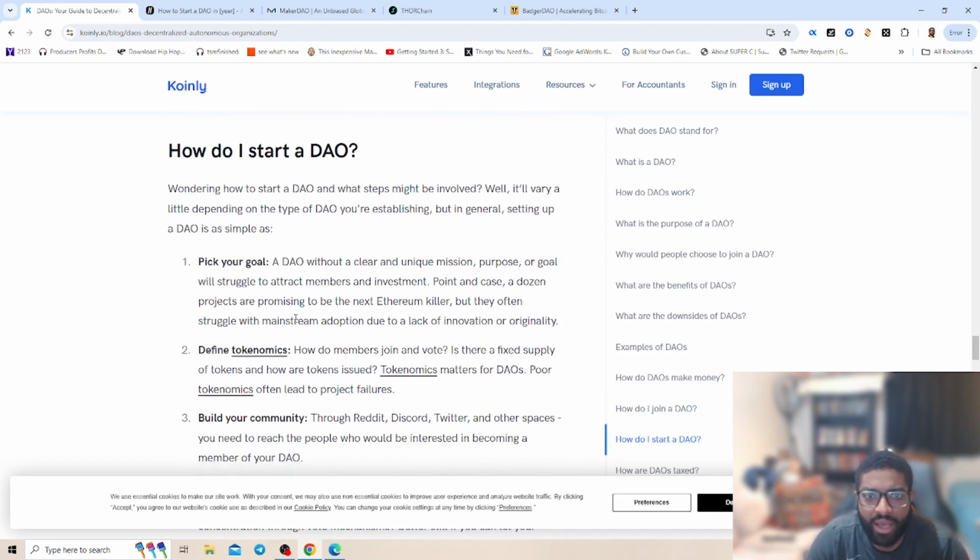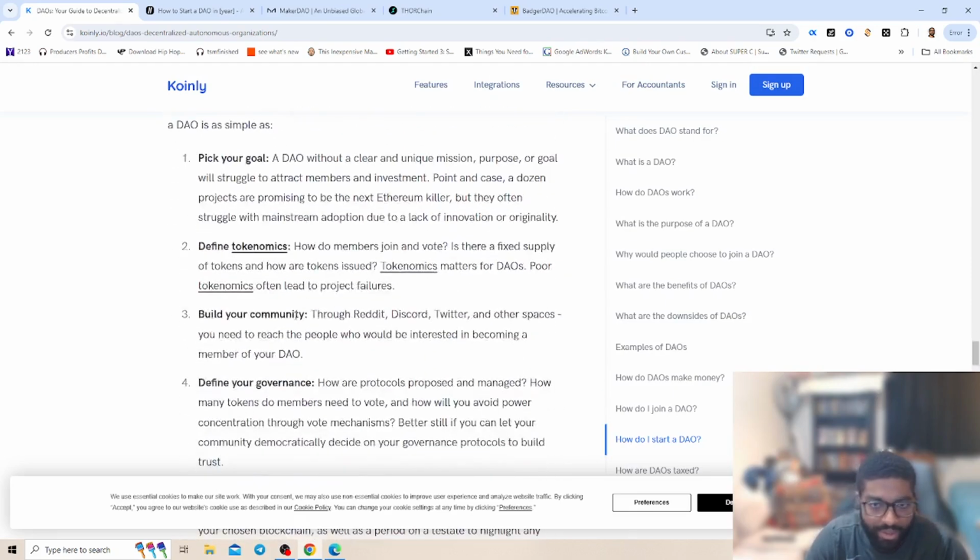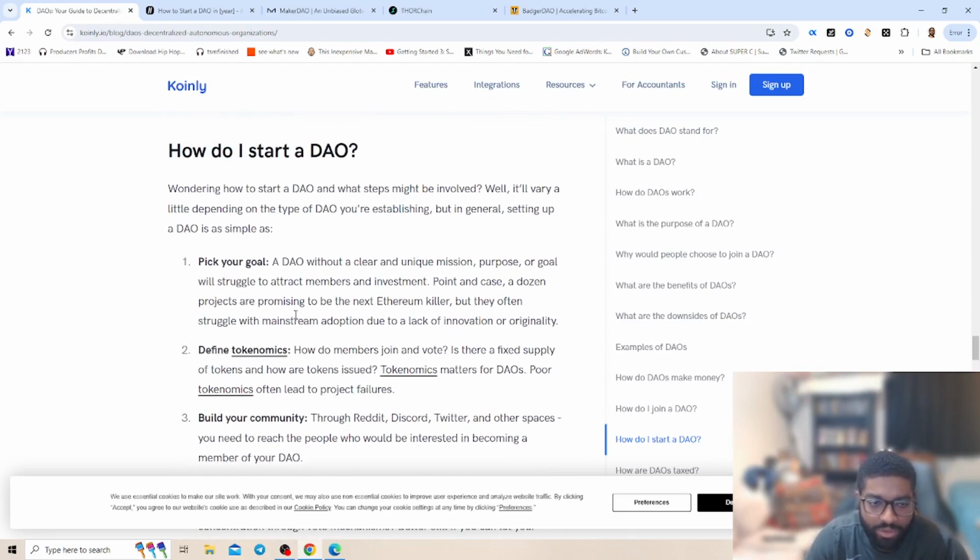Wondering how you start a DAO? What steps might be involved in it? Well, it varies. So we can go ahead. We're going to actually just skim through this a little bit. I know it's a mouthful reading through this article. So let's start. You can pick a goal. A DAO without a clear and unique mission, purpose, or goal will struggle to attract members and investment.